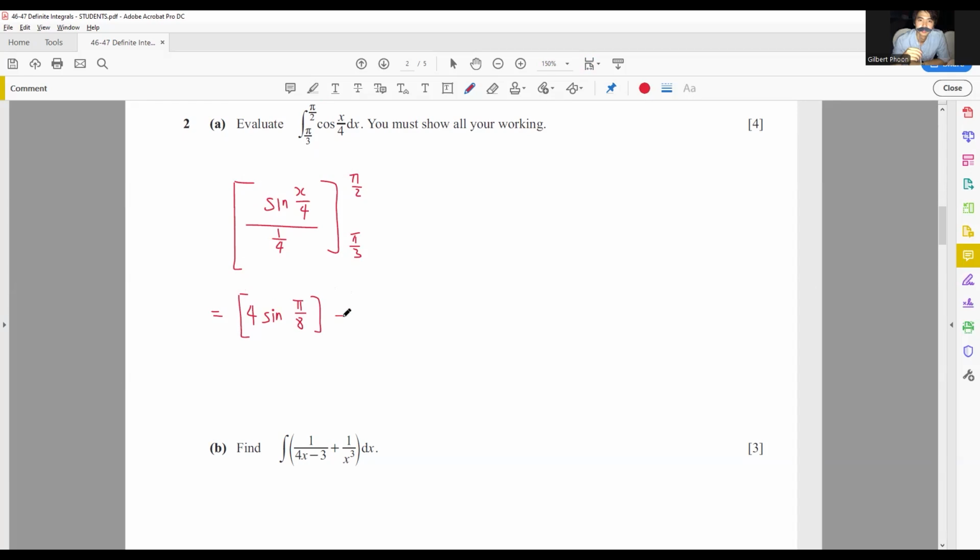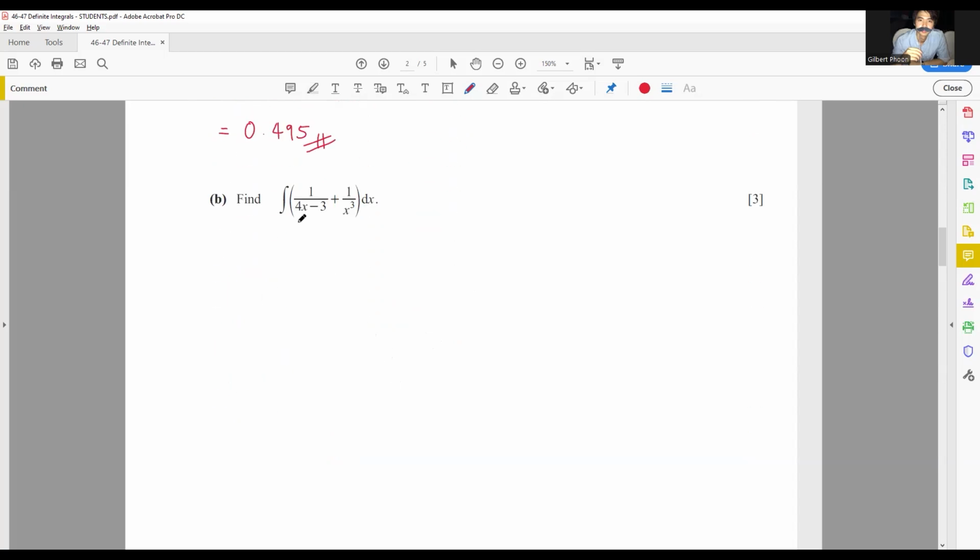First substitution: minus 4 sine pi over 3 divided by 4. Sorry, divided by 4, you're going to get pi over 12. Type this into your calculator, you would have gotten 0.495. Okay?